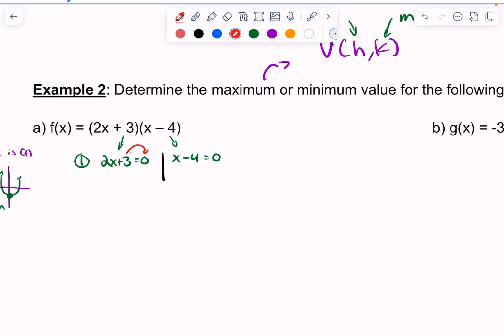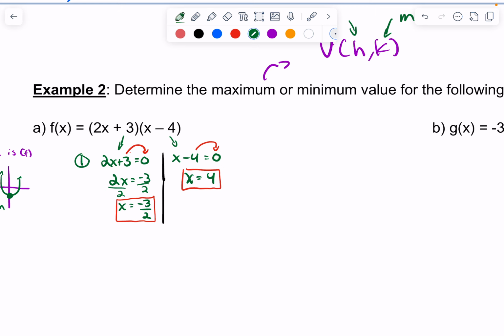So bring the 3 over, and you're left with 2x equals minus 3. Bring the 2 over, and you get x is minus 3 over 2. That is one of your zeros. Okay? Do the other one. Well, in this case, it's much simpler. Bring the 4 over, you get x equals 4. There is your other 0.